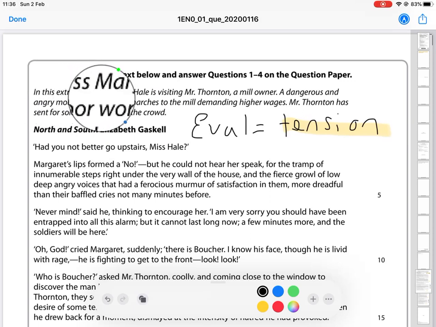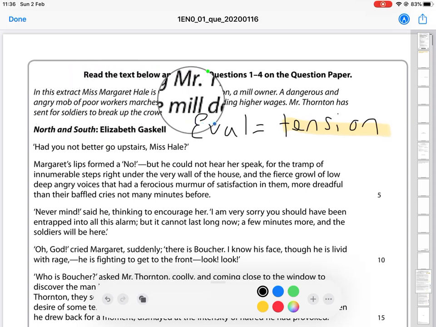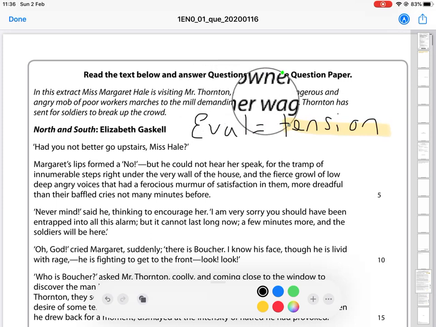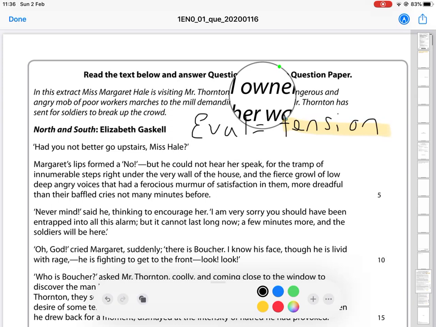In this extract, Miss Margaret Hale is visiting Mr. Thornton, a mill owner. I often get students to stop there and tell me what's happening, and they look at me like, what, we've just read it? Well, yeah, I do it on purpose. Because it's as simple as that. Once you know it, you understand it.